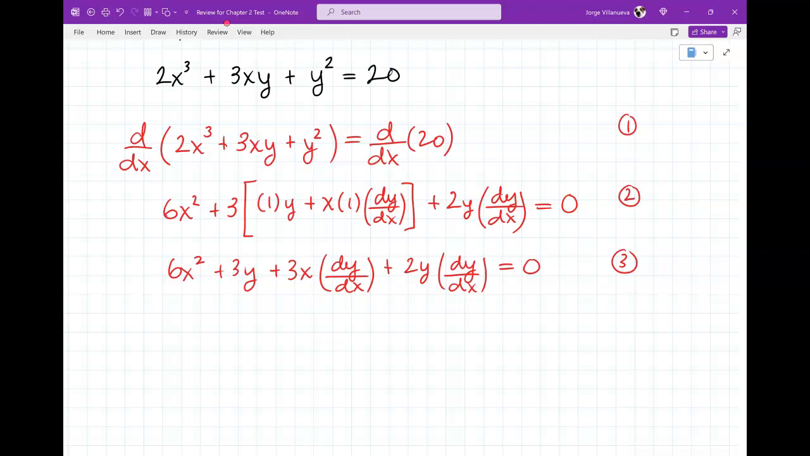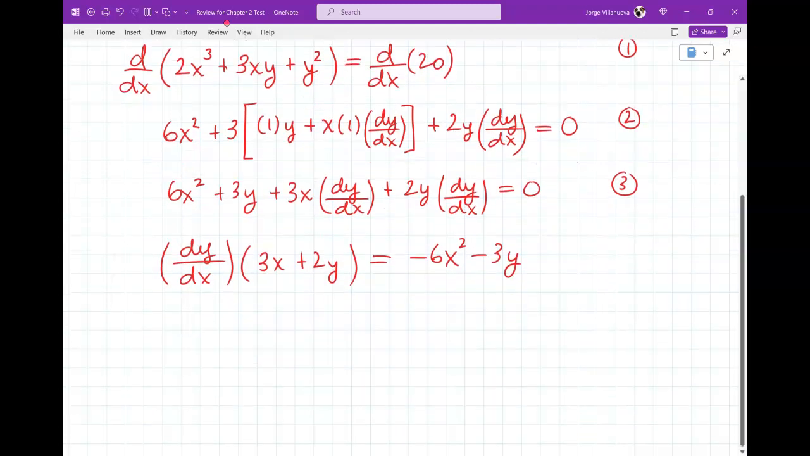All right, so we're going to try to isolate dy dx. So let me move the 6x squared over to the right side. And at the same time, I'm going to factor dy dx from the 3x and the 2y terms, okay? So the 6x squared plus 3y is going to go to the right. And I'm going to factor out dy dx from 3x and 2y. So this will be negative 6x squared minus 3y.